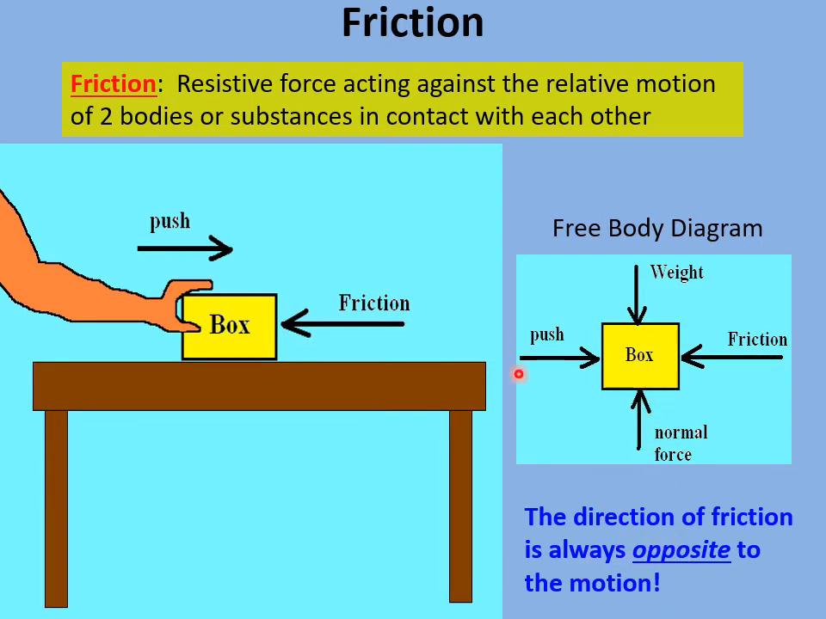So the free body diagram for this situation here, this little experiment that you can do right now at home, is shown here. We have weight going down, normal force going up. We have a push force going to the right. That's from the person's hand. And then, of course, friction opposes that and goes back to the left. So this free body diagram now is showing 4 different forces acting on this box.